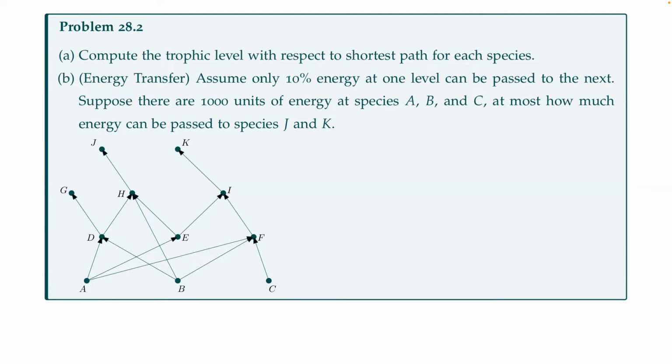And this is why you'll see far fewer predators than you will see herbivores, than you will see plants, okay? Because we have these inefficiencies. So assume only 10% of energy at one level can be passed on to the next, and we start off with 1,000 units of energy at species A, B, and C. At most, how much can be passed to species J and K? Okay, so first of all, work out trophic level with respect to shortest path. And then look at the second part.